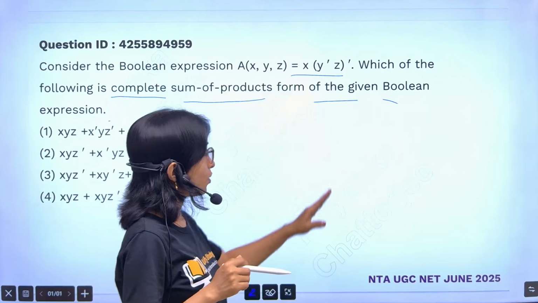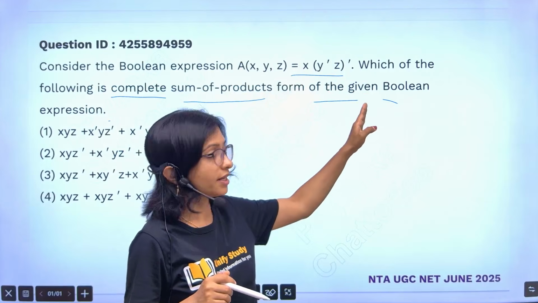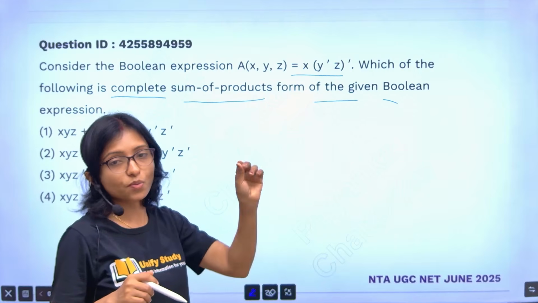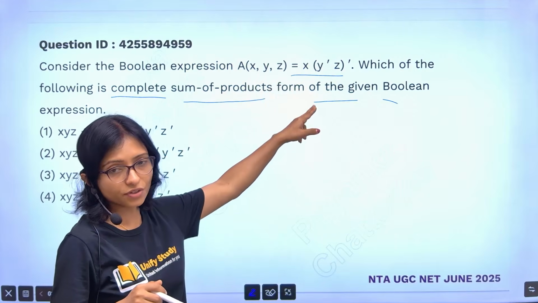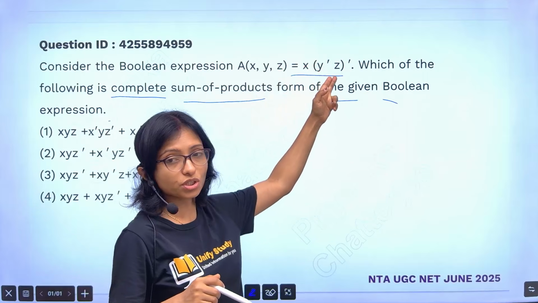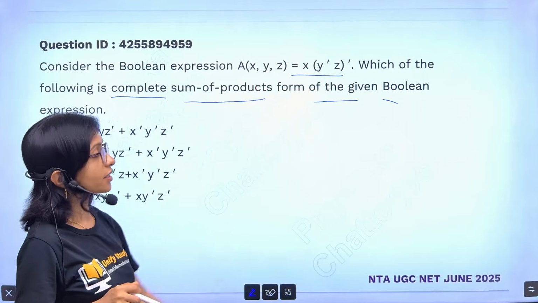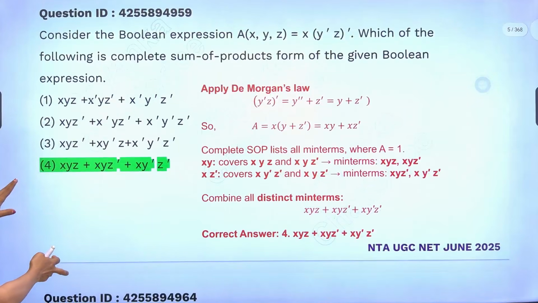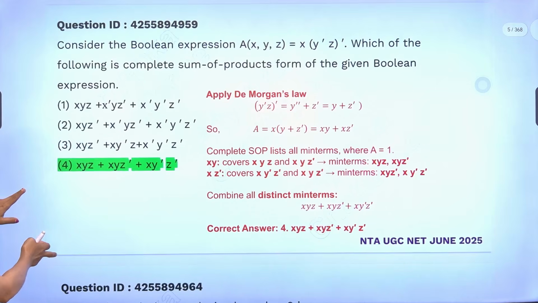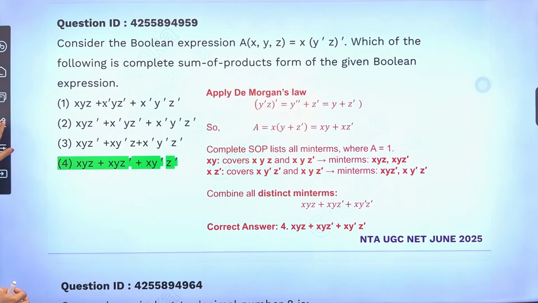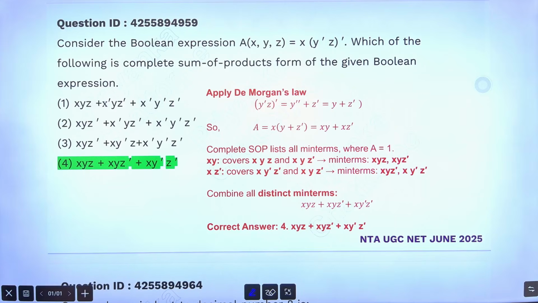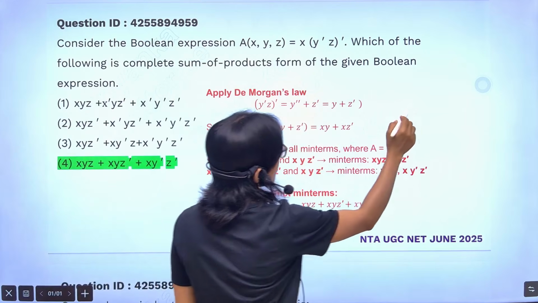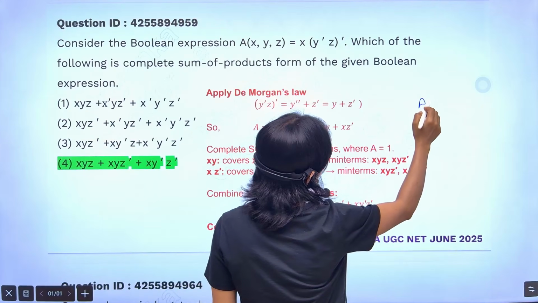So complete sum of product means what? You need to fill in the terms that are not there, meaning you need to fill in x, y, z, all the terms, and which is equivalent to this one, that will be your answer, right? So how to do that? Easy way: whenever you see (y bar z bar) whole bar, using De Morgan's law we can write it as y double bar and z bar.